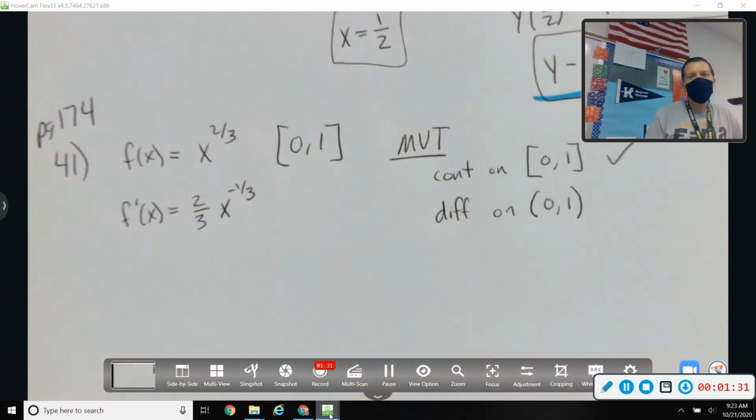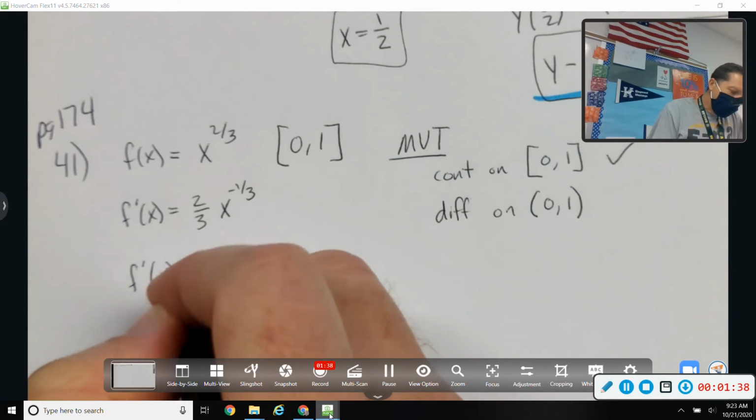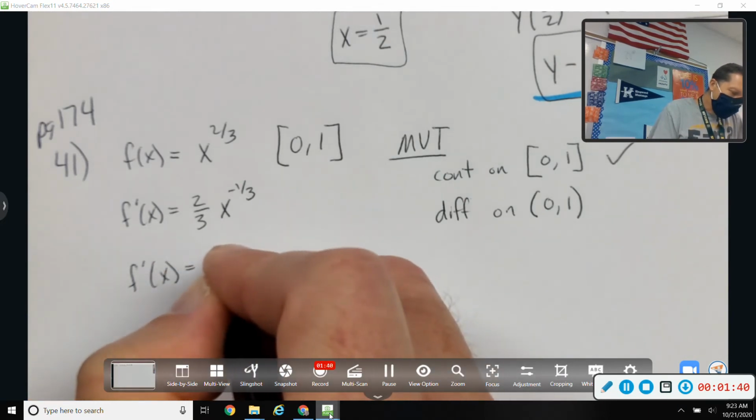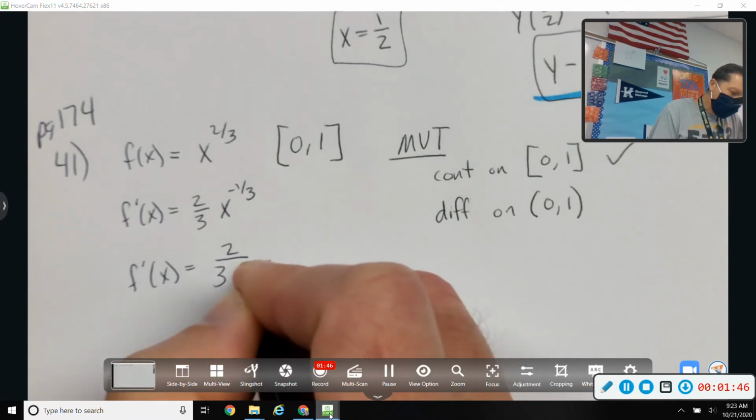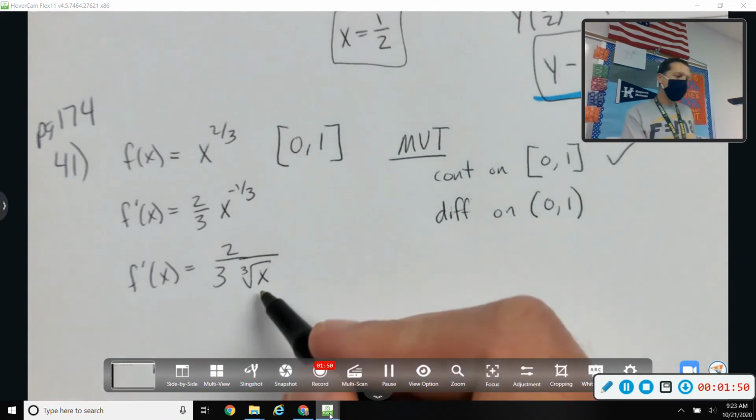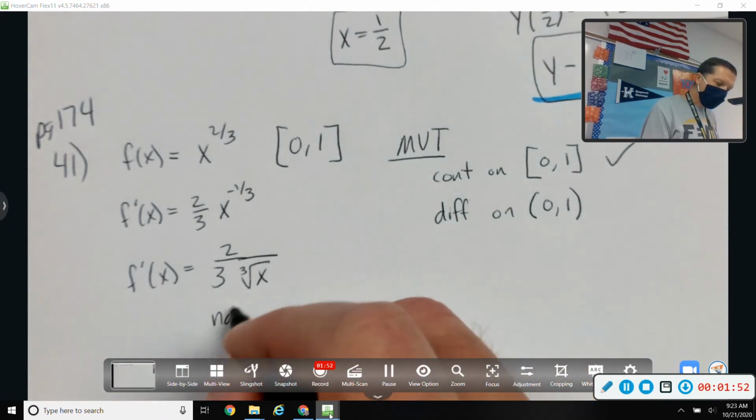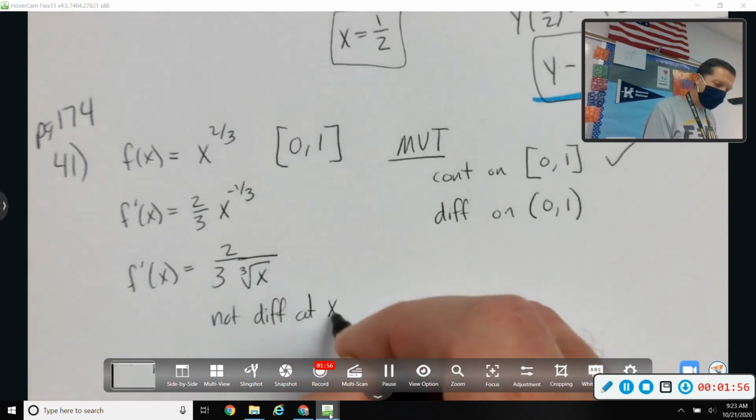I think we did this one as an example yesterday, or something close to it. So f prime would be 2 over 3, and I'm going to put the cube root of x in the bottom. Okay, well with that x in the bottom, this thing is not differentiable at x equals 0.